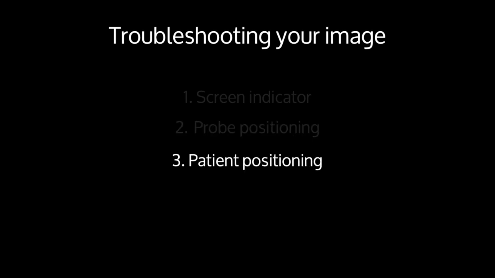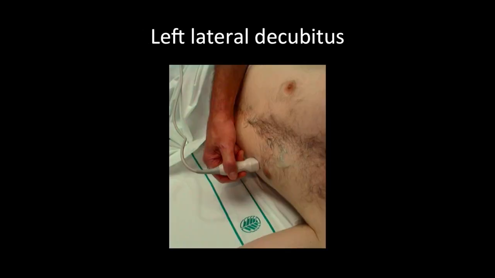If you do the previous two and are still unsatisfied with the image, it may help to ask the patient to assume a left lateral decubitus position. This brings the heart forward and closer to the chest surface, which could help in acquiring your image. Have them lay on their left side. It may help to ask the patient to place his or her arm above the head.